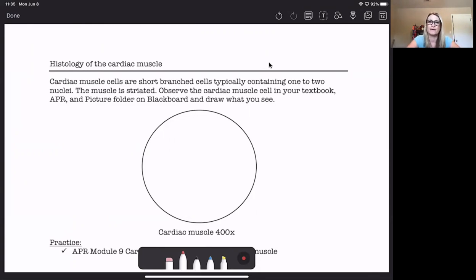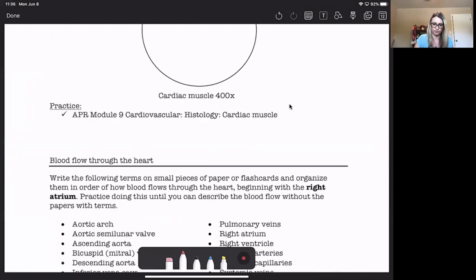When you first download it, it takes a long time, but once you have it, you should be good. And then look at the cardiac muscle in that file, and that's what you would draw here. And that's that.